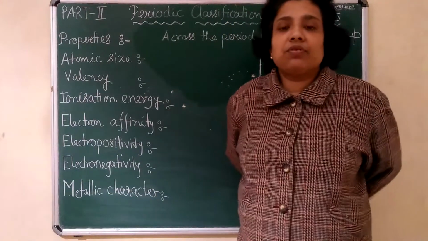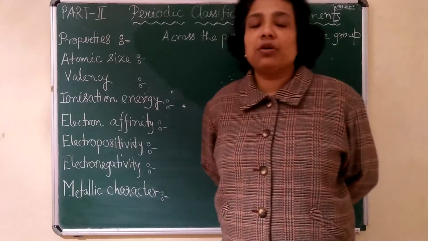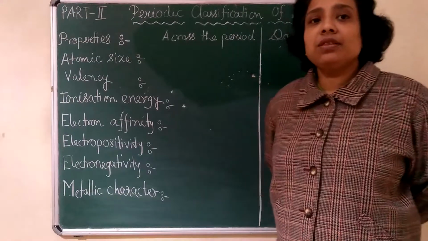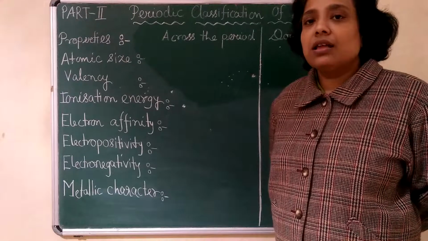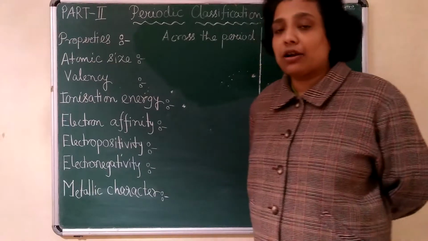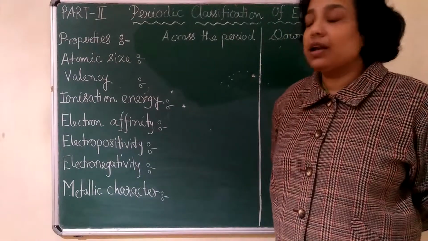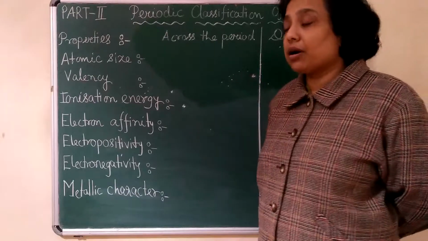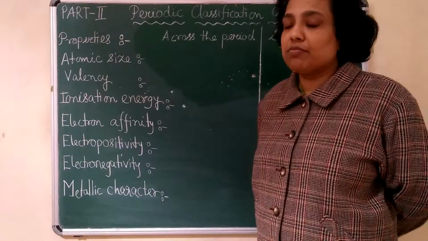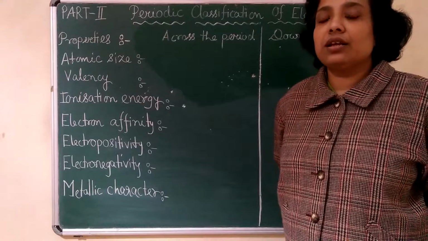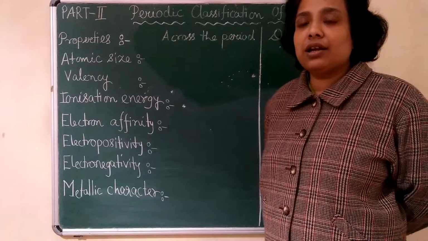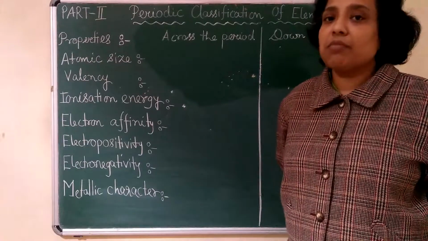Now, in that previous video, we have seen the modern periodic law. What was the law? The law says that the physical and chemical properties of elements are periodic functions of their atomic number. Whatever properties the elements are showing, they are periodic in nature. Means if it is increasing, then it will increase. If it is decreasing, then it will decrease. And if there is any irregularity, then it is mentioned that there is some exception.